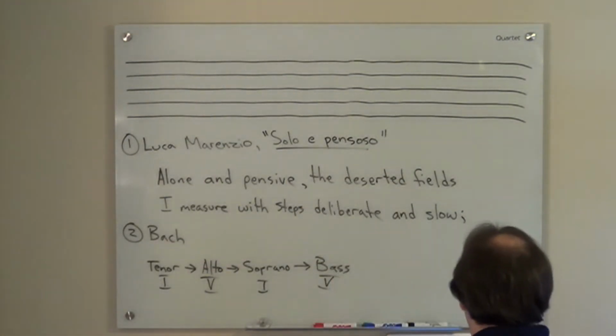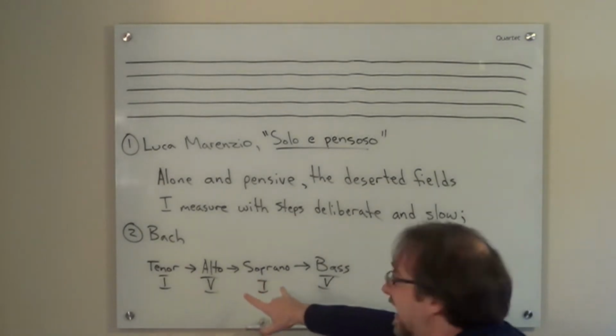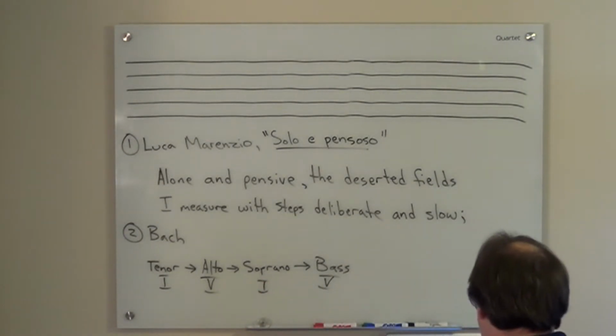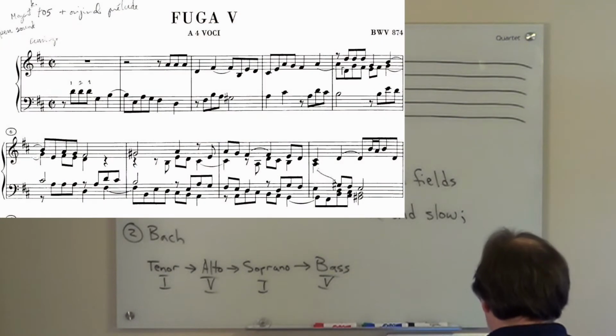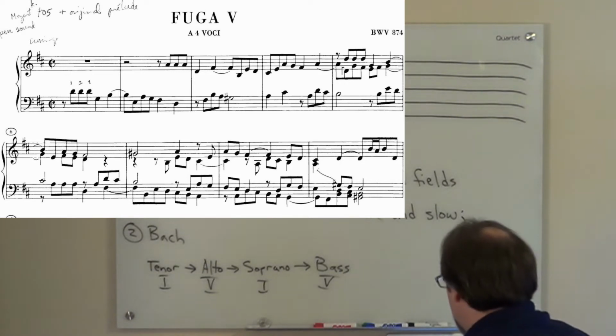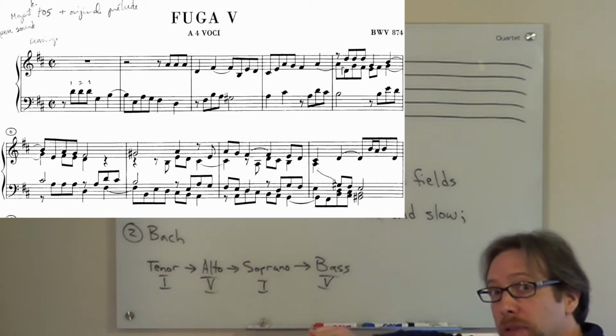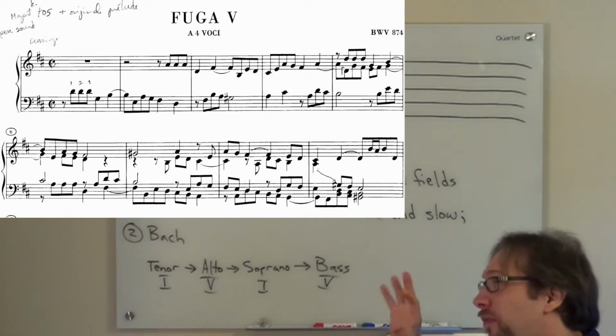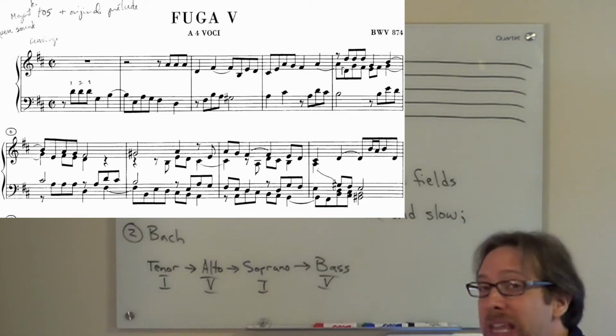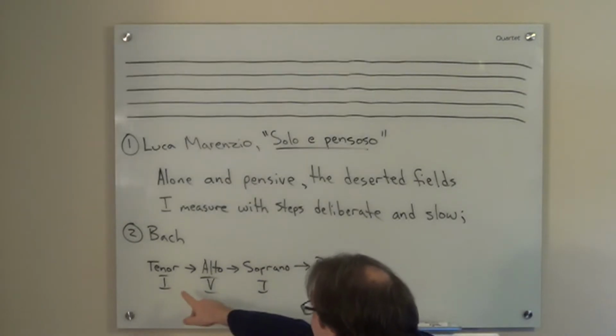So tonally you have that idea. So the alto voice then comes in with, which is that subject at a different pitch level, at the key of the dominant, with a few minor variations to make it work, because the tenor voice continues.